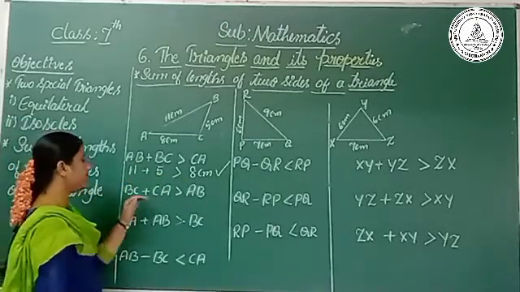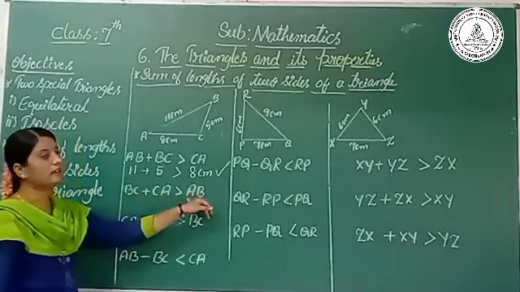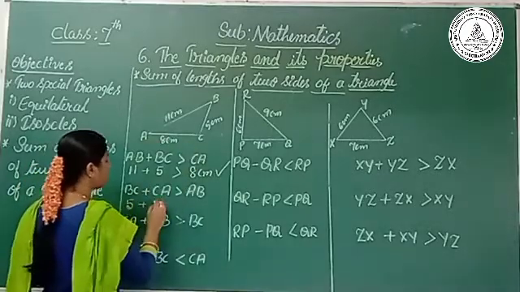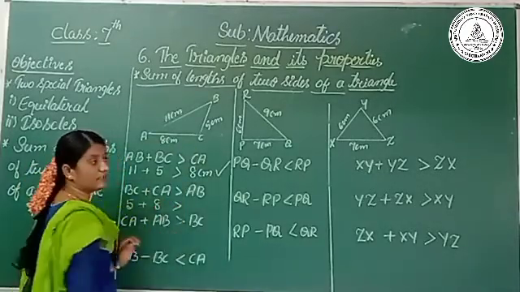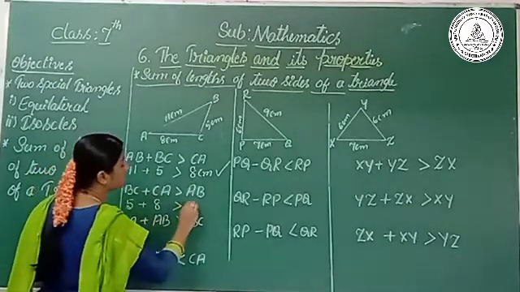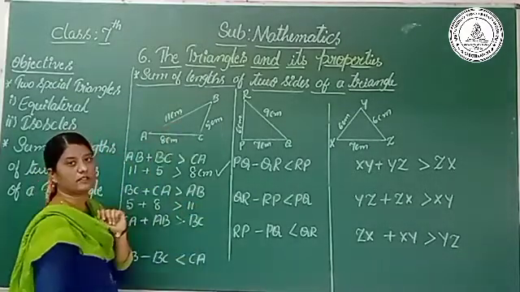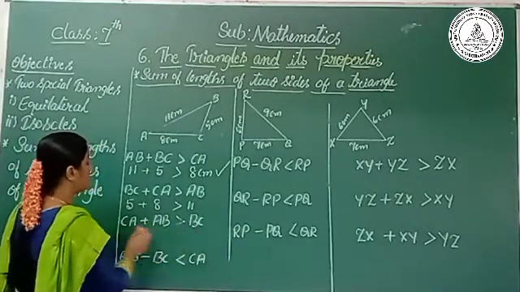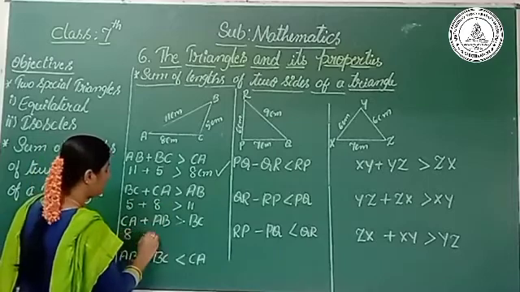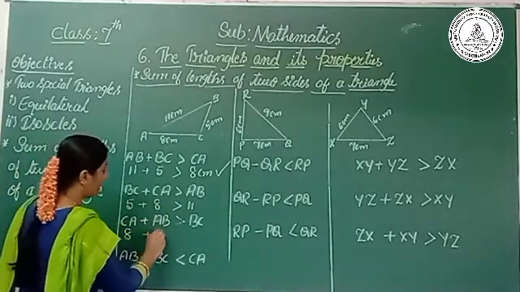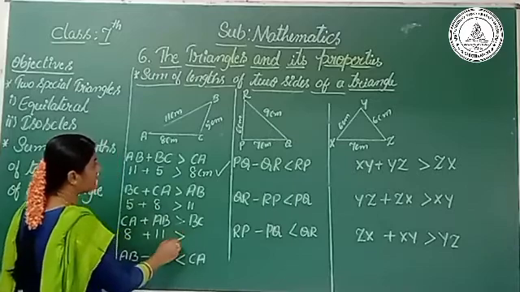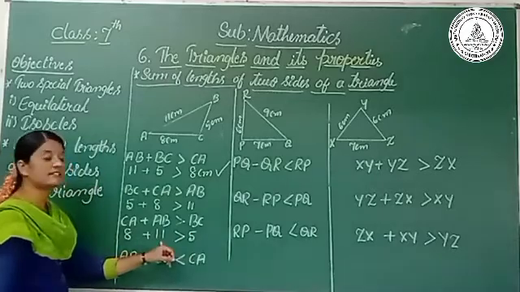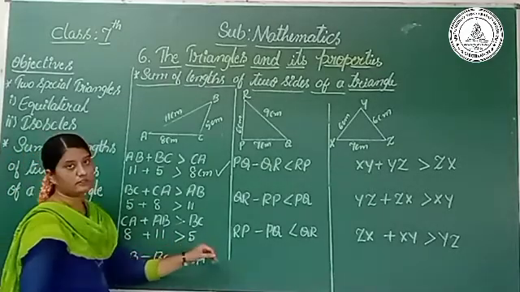At the same time, BC plus CA is greater than AB. Here BC measures 5 cm plus CA measures 8 cm. 8 plus 5 equals 13. So 13 is greater than the 11 cm AB. Then CA plus AB is greater than BC. CA measures 8 cm plus AB measures 11 cm, and BC measures how much? That is 5 cm. You may see here 11 plus 8 is 19. So 19 is greater than 5.